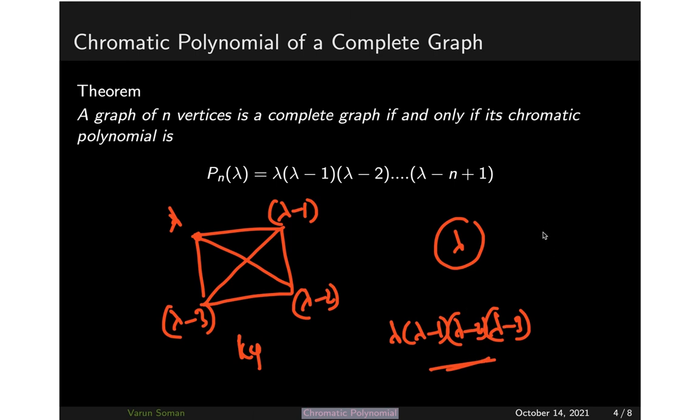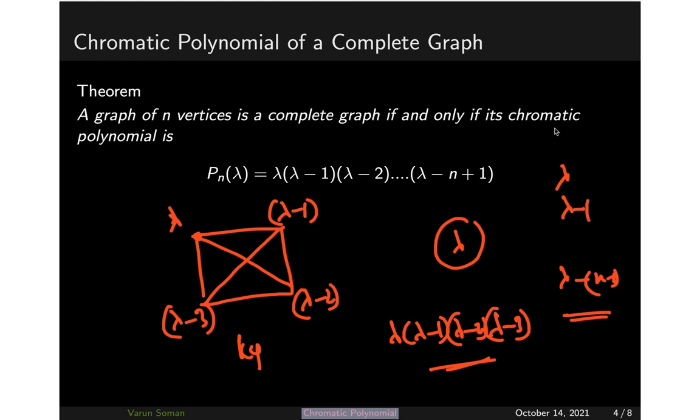So how will you write the proof? First you will write that the first vertex could be colored using lambda colors, the second one could be colored using lambda minus 1 colors, so the nth one could be colored using lambda minus n plus 1 colors. Okay, so the total number would be lambda into lambda minus 1 into etc. into lambda minus n minus 1, which is lambda minus n plus 1. So that is the idea.